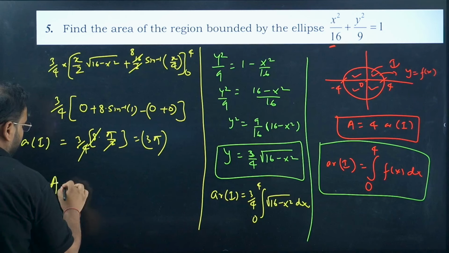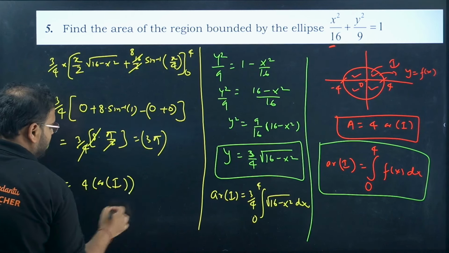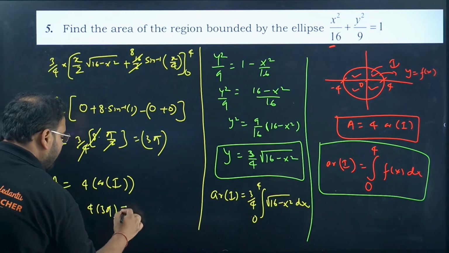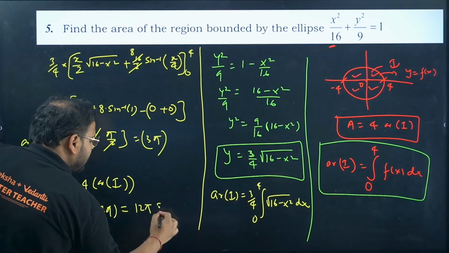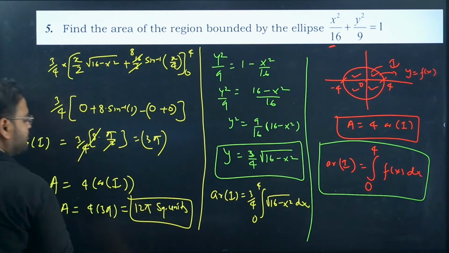I'm looking for the required area of the ellipse. So we'll have 4 times the area of part 1. So we get A equals 4 times 3 pi. What is the answer? 12 pi square units. 12 pi square units is the answer.